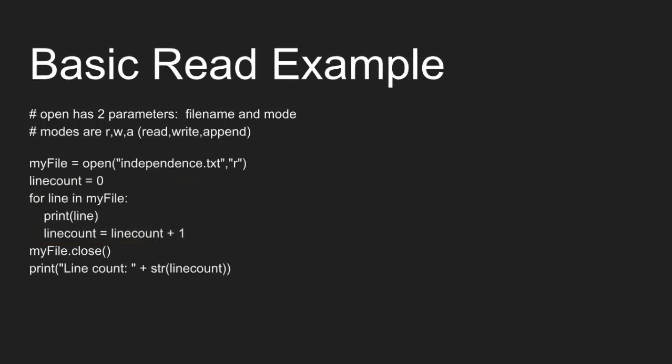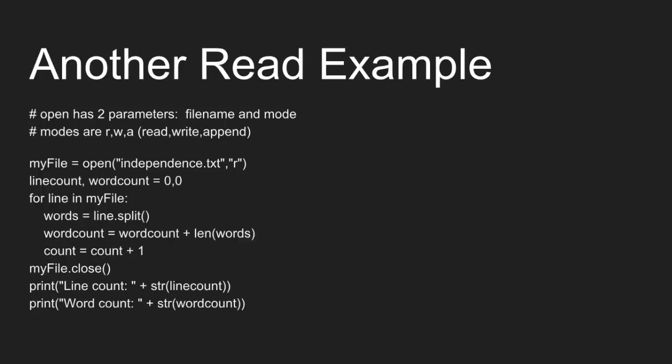Here's another read example with the independence.txt file. We can create a variable called myfile. It's assigned the value of open, and we're opening the independence.txt. This should be in the exact same place as our code, so the files need to be at the same folder level as our code. We're opening it in read mode because of the r, and now we're going to have a variable called line count, and we're going to iterate through the entire file, print out each line, and increment the line count each time. At the very end we can close the file and print out the total line count. So this will go through the Declaration of Independence, for example, in the file that we have, and count the lines.